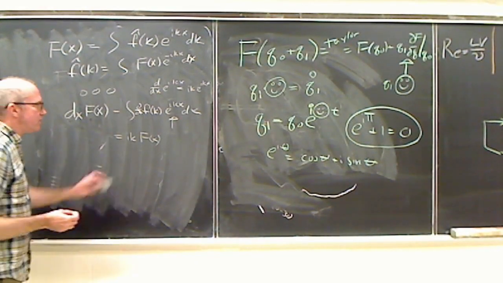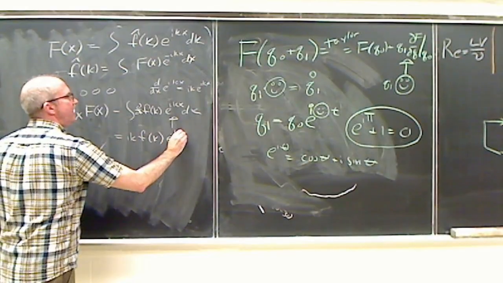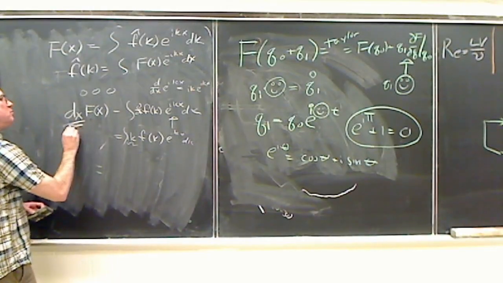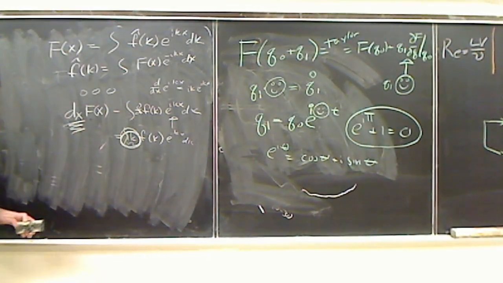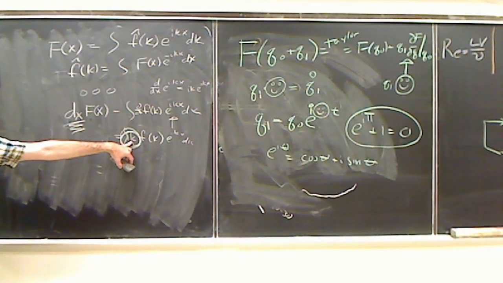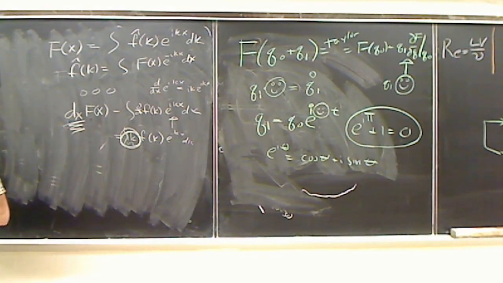Well, that kind of blows f of k e to the i k x dk. But the important thing is that derivatives in space turn into multiplying by i times k. That is where at least half of the power of Fourier transforms comes out, because I can do something in Fourier space. Derivatives are a headache, but multiplying is easy. So if I have a differential equation I want to solve, I can do the Fourier transform of the whole thing, just multiply by k, and do the transform back, and you have a solution. So this is how we solve gravity.